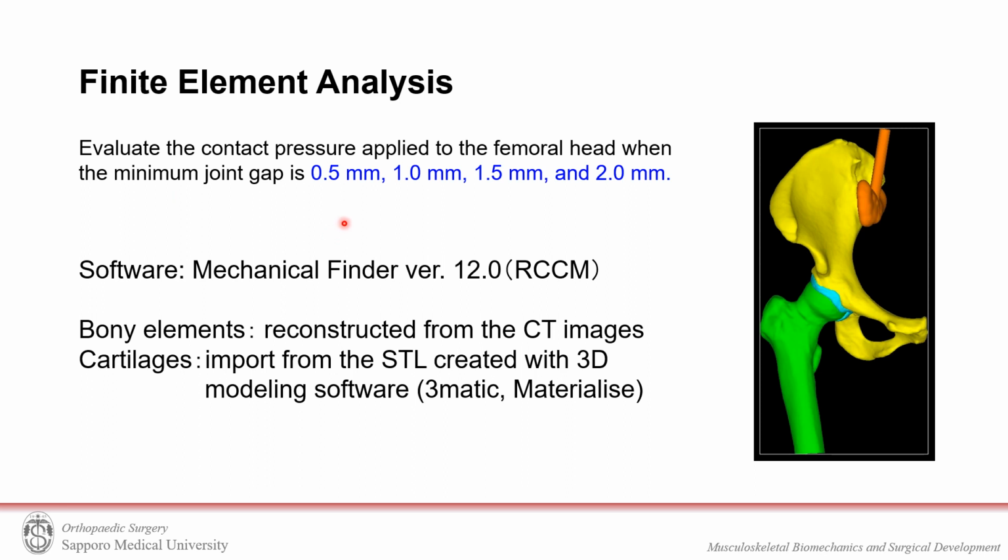Finite element analysis. We evaluated the contact pressure when the minimum joint gap is 0.5 mm, 1.0 mm, 1.5 mm, and 2.0 mm, using Mechanical Finder version 12 RCCM. Bony elements were reconstructed from the CT images and assigned Young's modulus from CT value. Cartilages were created with 3D modeling software, Trimatic Materialise, and imported into Mechanical Finder.